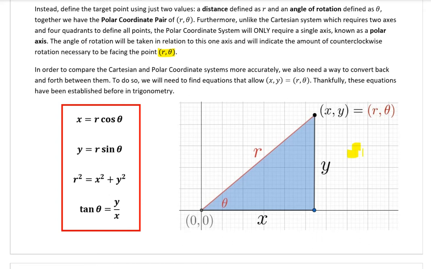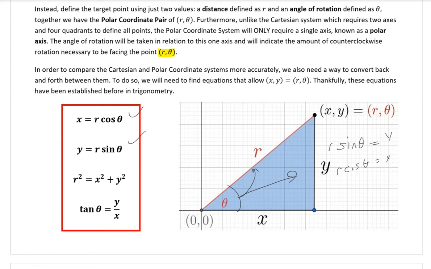Sine for this function, sine of theta would be defined as the opposite over the hypotenuse, or y over r. And then if I multiply r over, I get r sine theta equals y. And I can do the same thing for cosine to get r cosine of theta equals x, which are the first two equations that we have written here.